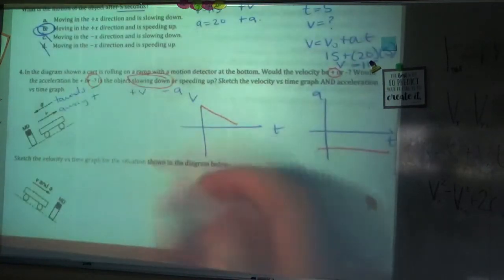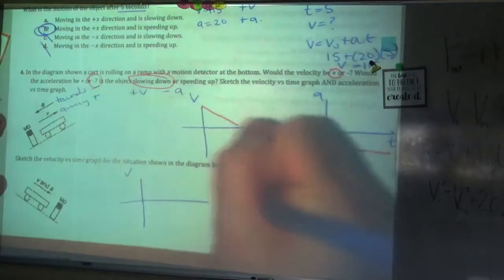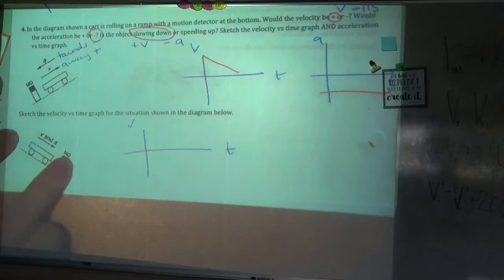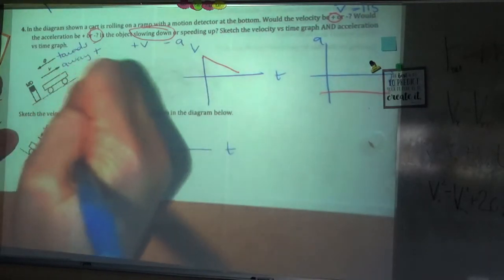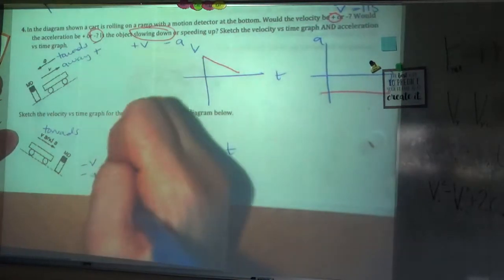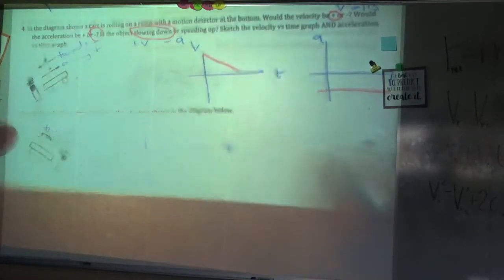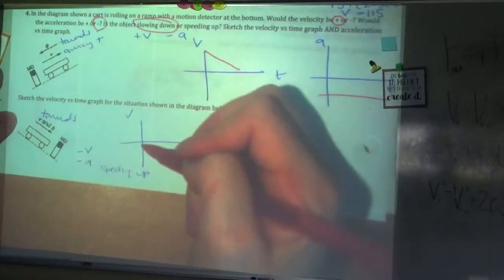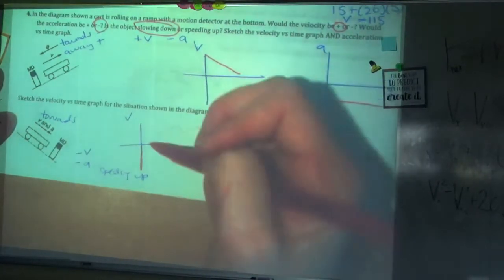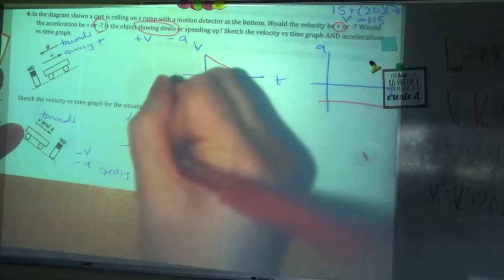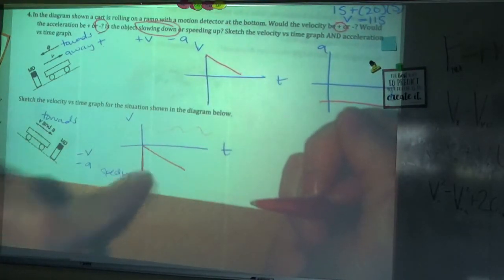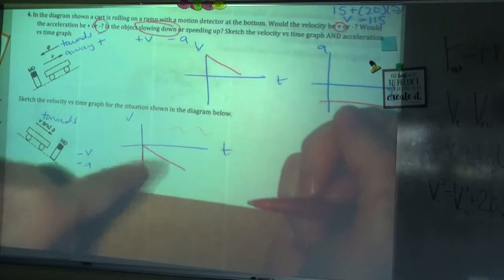Similar, I'm trying to sketch the velocity versus time graph, but now the velocity and the acceleration are both towards the motion detector. So that means I have a negative velocity and a negative acceleration, which means it's going to be speeding up. So negative velocity means it has to be on this part of the graph, the negative part. It can't be positive at all. And negative acceleration means it's going down. So it looks something like this. So even though this is going down, this is still speeding up. It's just speeding up in the negative direction.